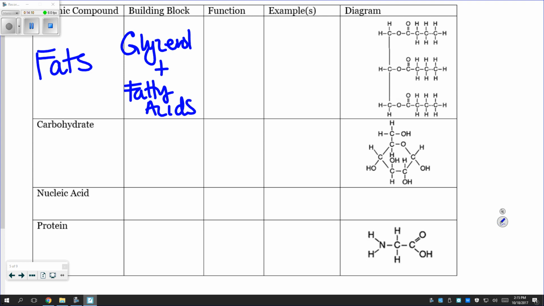A function of this is they have energy. Remember, this one is going to have 2 times as much energy as compared to carbohydrates. And the reason for that is simply because lipids have a lot of bonds. And remember, that is going to be where the energy is stored. The energy is stored in the chemical bonds. So lipids have a lot of bonds, and since they have a lot of bonds, that's going to be where the chemical energy is. Examples of this is going to be the cell membrane.